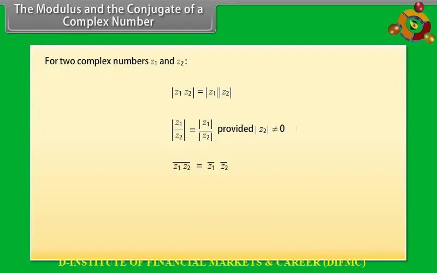The complex conjugate of the product of z1 and z2 is equal to the complex conjugate of z1 into the complex conjugate of z2. The complex conjugate of z1 plus or minus z2 is equal to the complex conjugate of z1 plus or minus the complex conjugate of z2. The complex conjugate of z1 by z2 is equal to the complex conjugate of z1 by the complex conjugate of z2, provided z2 is not equal to 0.